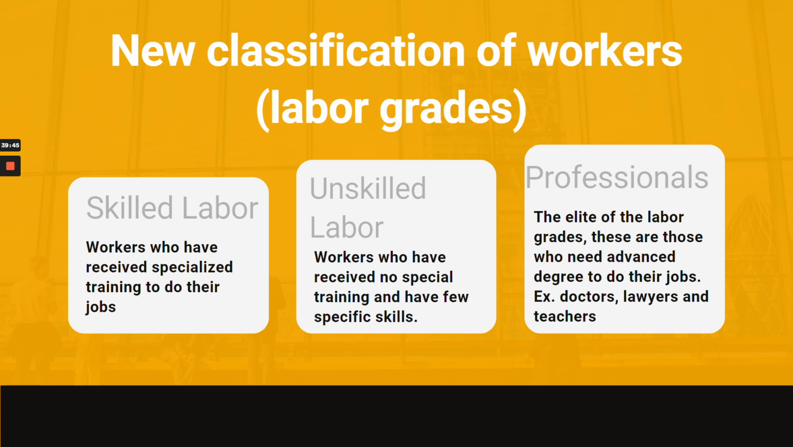The third is the professionals. The professionals is what is considered the elite of the labor grades. These are those who need advanced degree to do their jobs. Example, doctors, lawyers, teachers, scientists, astronauts. Those are professionals, and they need advanced degree to perform their jobs. So these are the new classification.